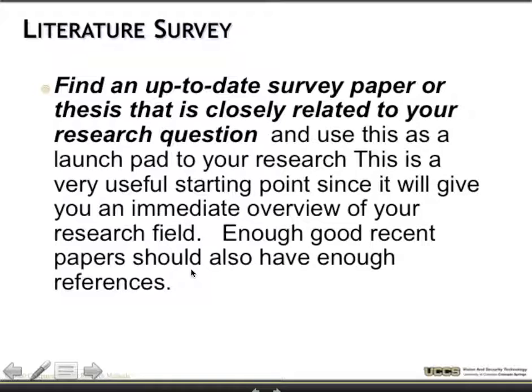So it might be useful for the literature review section of your thesis or your research paper, but it's not going to be a good paper for you to write your own survey paper if that's what you're going to try and do in this class, because I'm not going to be happy if you do a survey that's just a rehash of somebody else's survey.